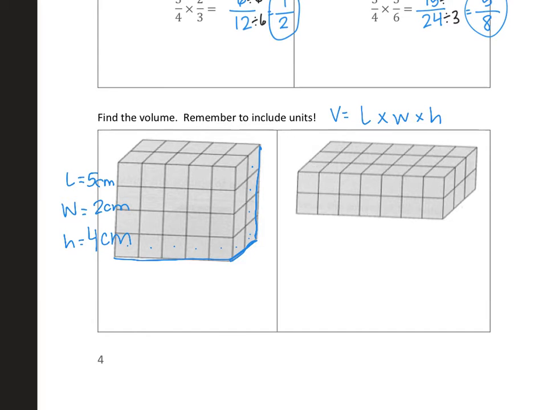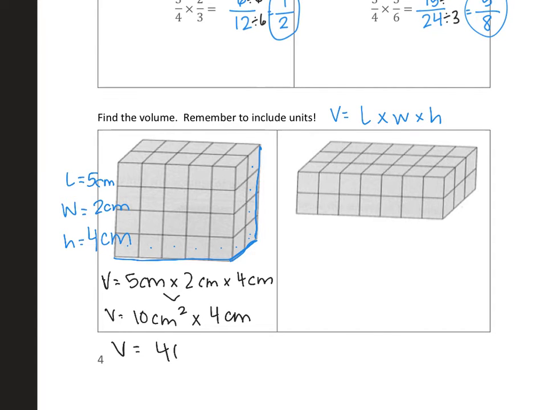Now we're going to plug those dimensions into the formula. That's going to give us volume equals 5 centimeters times 2 centimeters times 4 centimeters. 5 times 2 gives us 10 square centimeters times 4 centimeters. And then 10 times 4 gives us 40 cubic centimeters for our volume.